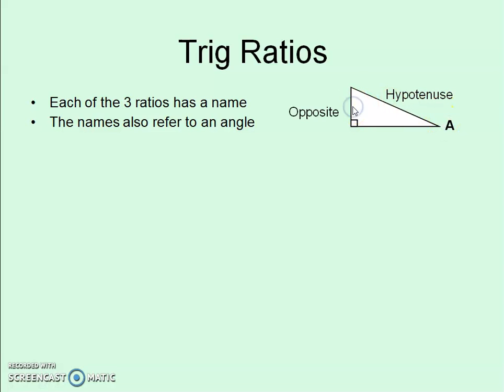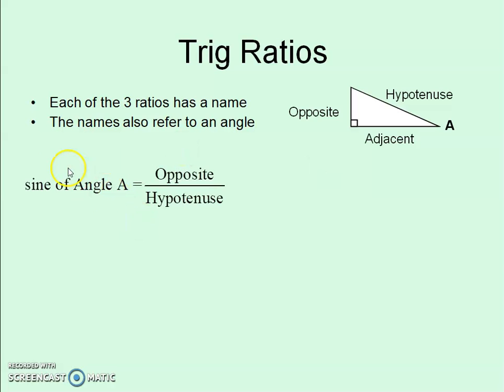We know that this one here is the opposite, and this one down here is the adjacent. So there are three trig ratios, and this is what they are. The sine, this is the same as the button on your calculator, that's sin, of angle A. So it's also written sine A. I'll show you that in a second. So the way this is usually written is like this, sine A.